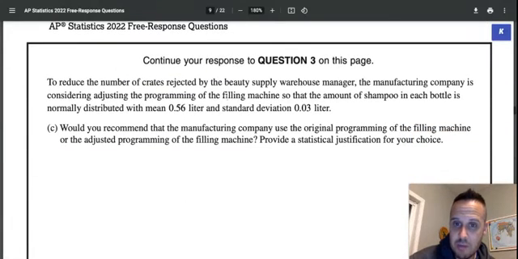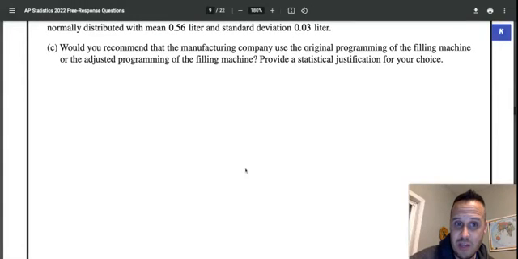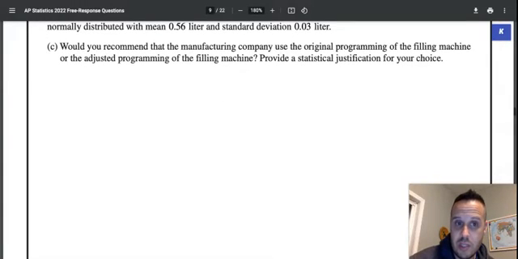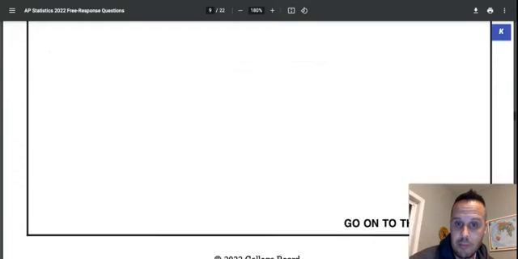All right, to reduce the number of crates rejected, the manufacturing company considered adjusting the programming so that in each bottle it's normally distributed, 0.56, standard deviation of 0.03. Would you recommend they use the original programming or the adjusted? Well, here it's 2 standard deviations below the mean. It's still normally distributed. The other one was only 2.5 standard deviations below the mean. So I like the OG original programming, okay?